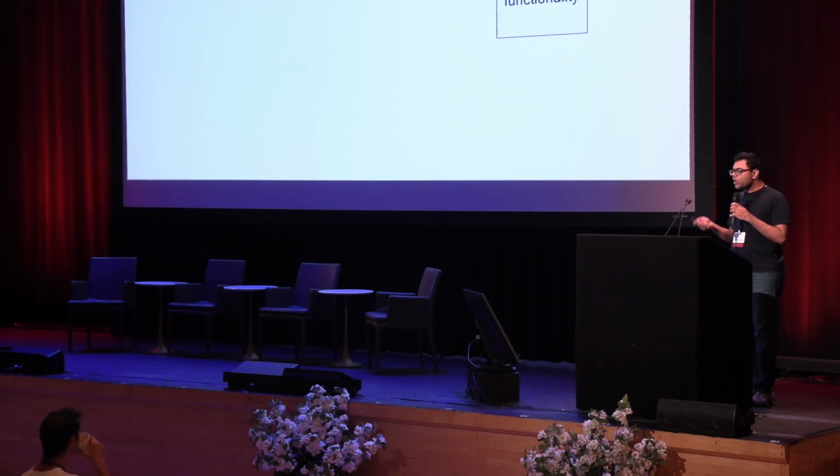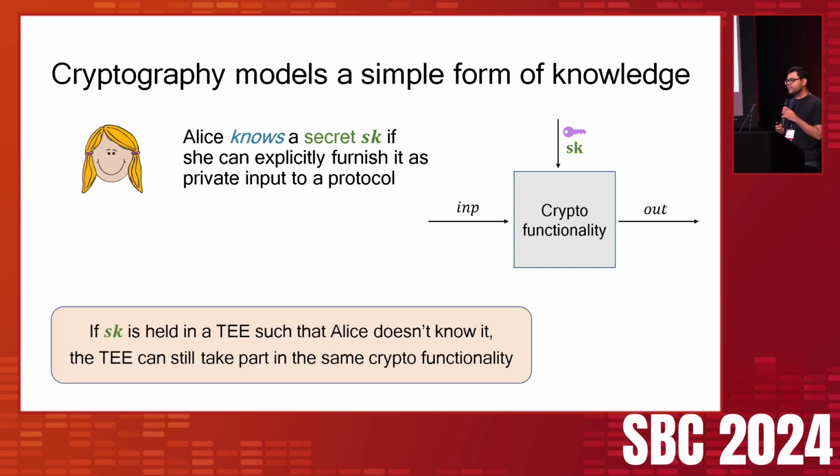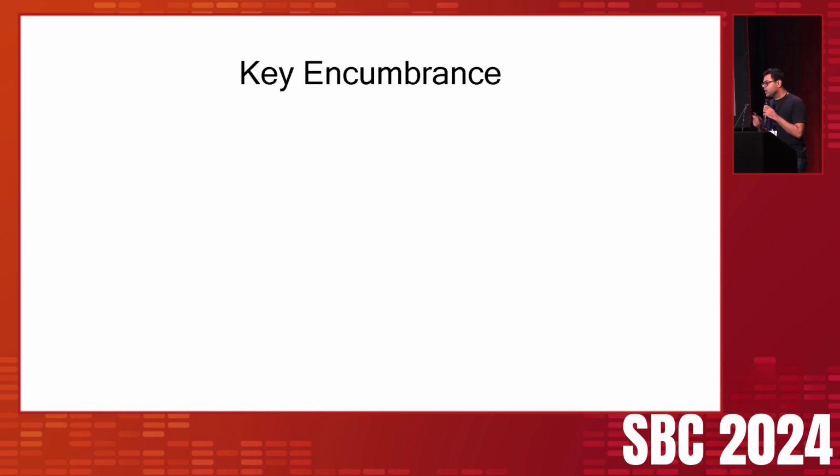So this talk will think about what happens with this secret key, instead of being held by Alice, is actually held inside of a trusted hardware box. For the purposes of this talk, you can think about trusted hardware as a black box that can run some predefined program and provides confidentiality and integrity of the output and running of the program. So in this case, if the secret key is held inside a trusted hardware, such that Alice doesn't know it, the TE can still take part in the same crypto functionality. And this, as it turns out, is a problem, and I'll mention this in my talk.